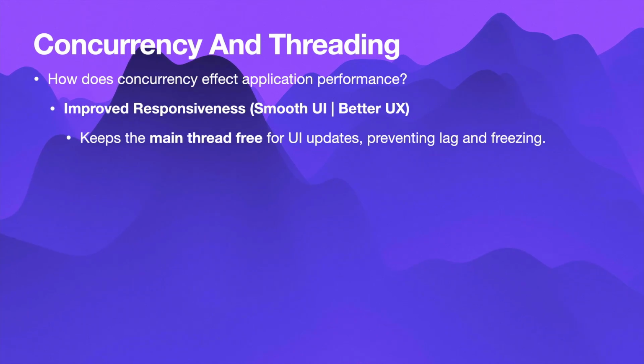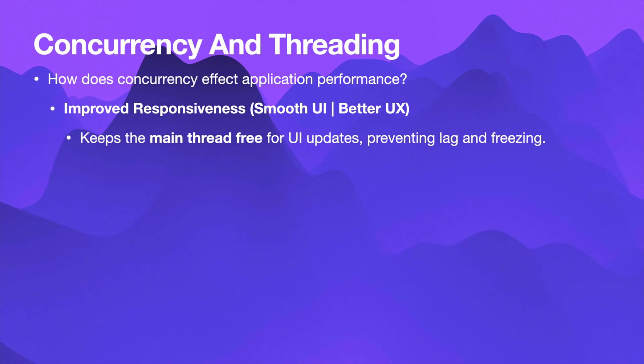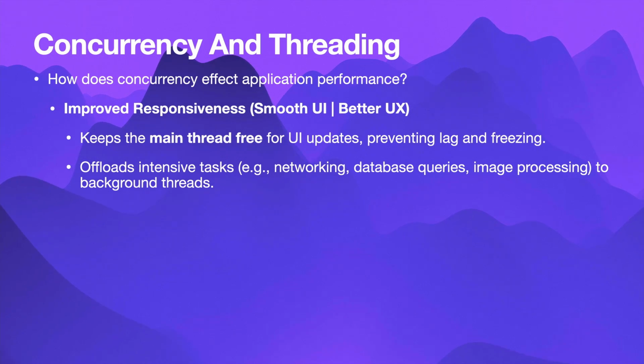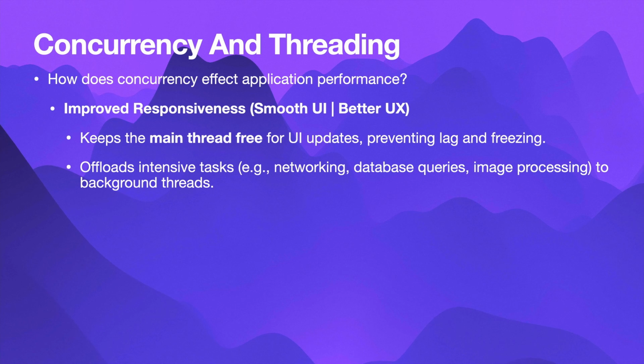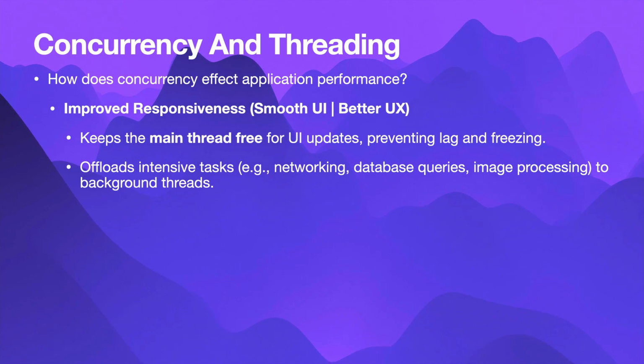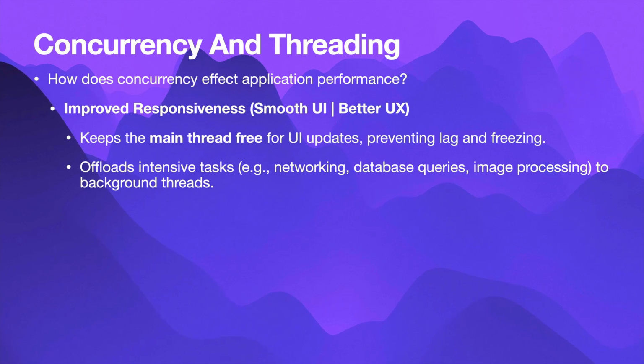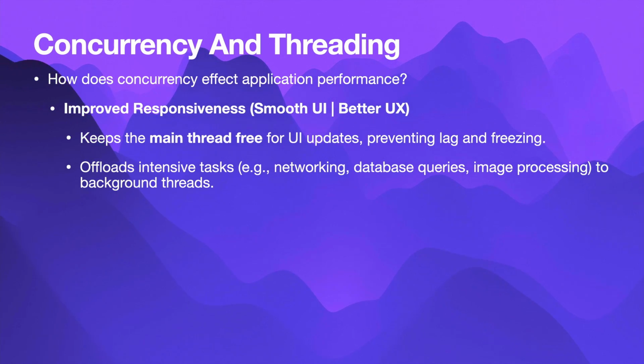So the UI is obviously updated on the main thread, and we want to keep the main thread as free as possible and offload other intensive tasks, for example, networking, database queries, image processing to background threads. And concurrency allows us to achieve that. We can run tasks concurrently in the background while the UI is updated and maintained on the main thread. So that's a huge performance benefit we get from Swift concurrency.